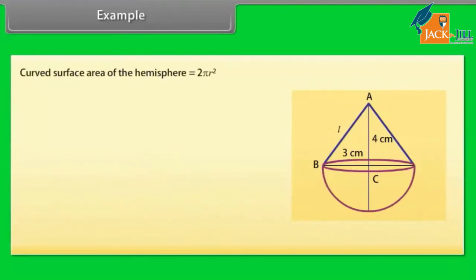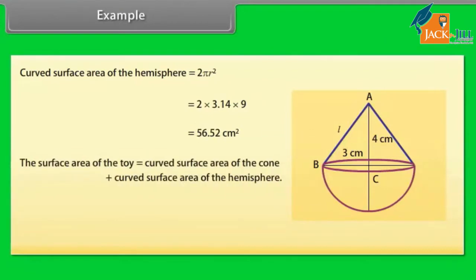Let's now find the curved surface area of the hemisphere, which is equal to 2 pi r square. So we get 2 into 3.14 into 9 is equal to 56.52 centimeters square. Hence, the surface area of the toy is equal to curved surface area of the cone plus curved surface area of the hemisphere. This is equal to 47.1 plus 56.52. This gives 103.62 centimeters square.